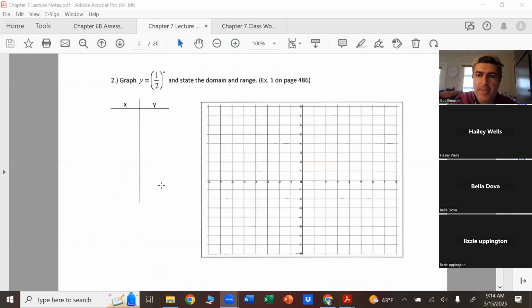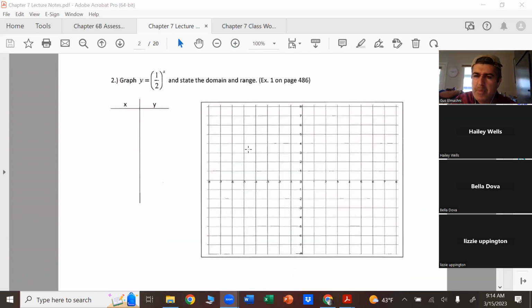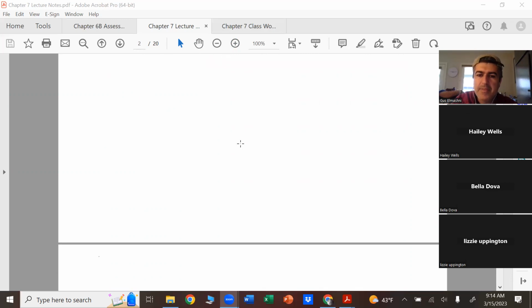Pretty simple. And I think these correlate to examples in the textbook. If you don't have the textbook, don't worry about it. But if you do, these all come from the textbook.